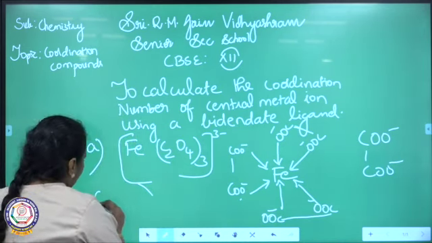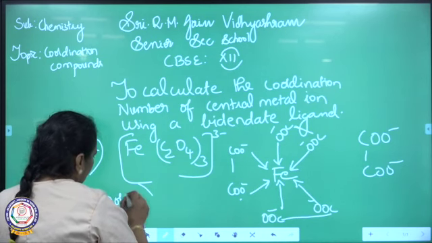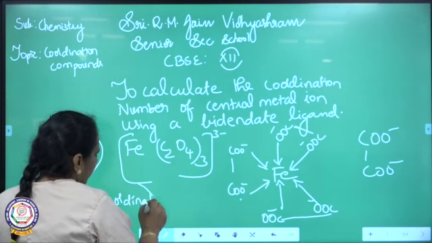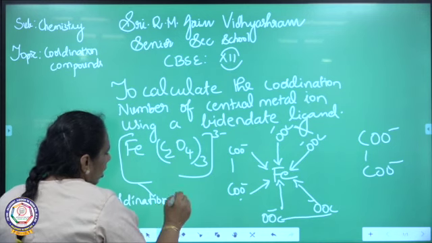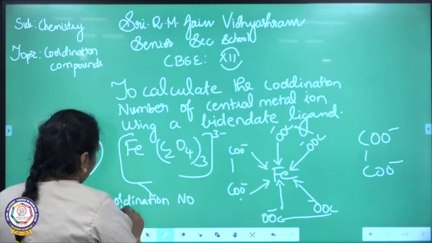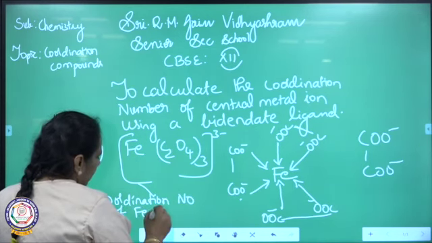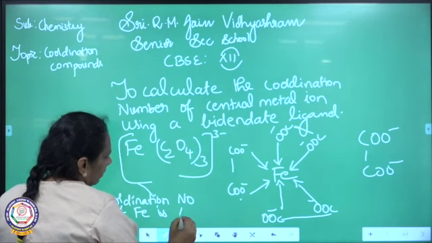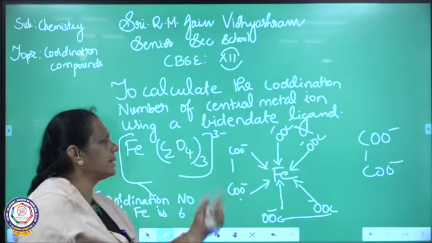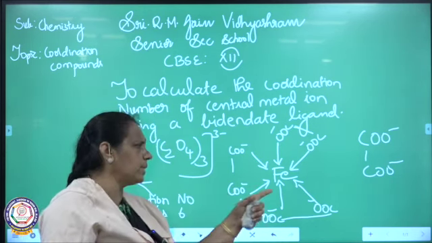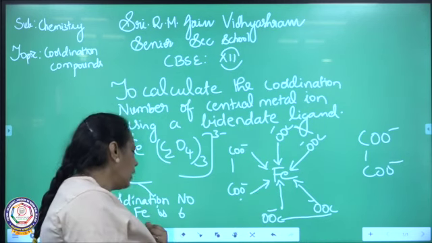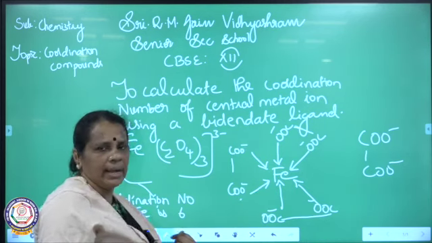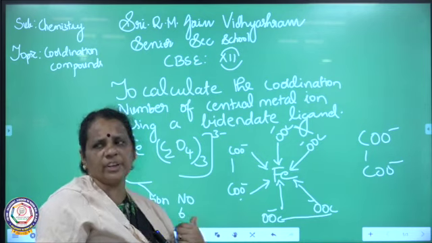Therefore, the coordination number of iron is 6 here, because totally 6 electron pairs are bonded to the central metal ion. Therefore, the coordination number of iron is 6. So, this is the first sum.